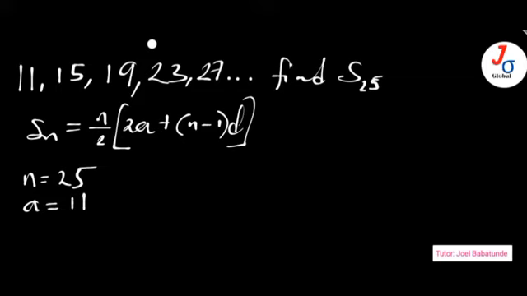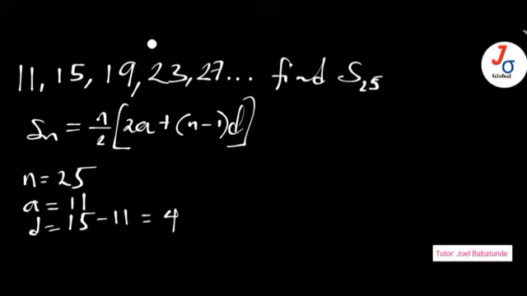Then what else do you need? You need your d. Your d is the second term minus the first term, or the third minus the second, or the fourth minus the third, whichever. It's the same. So d equals 15 minus 11, and that equals 4.